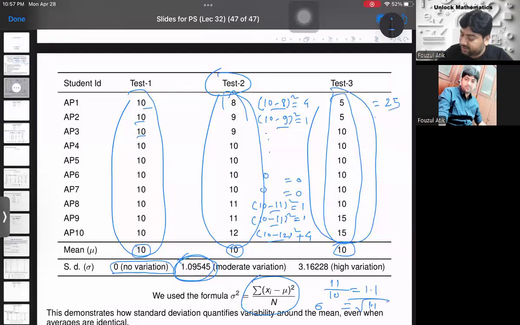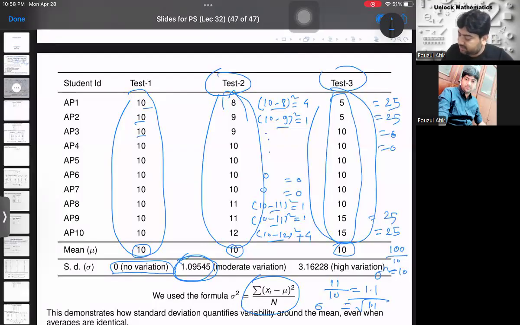Square, so 25. Here also 25. Here it is 0, 0, 0. In all this case it is 0, 0, 0. From here onwards it is 25, and here also it is 25. Right? So the total value is 100 divided by 10, so it is 10. Sigma square is 10 in this, the third test.